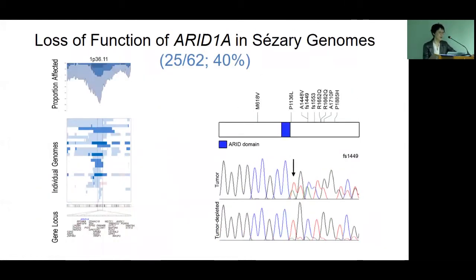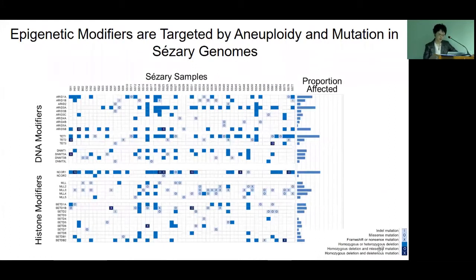Another gene that we identified, recurrent loss of function, as well as LOH, was in the gene encoding ARID1A. This is another gene that's involved in epigenetic remodeling, found in 40% of the Sézary syndrome genomes. This is a figure demonstrating the highly frequently impacted genes that are involved in DNA modification, the ARID proteins, the TET 1, 2, 3 genes, DNMT1, 3A, 3B, 3L, histone modifiers, the MLL gene family, SET proteins. They were recurrently mutated in a large number of Sézary syndrome patients.